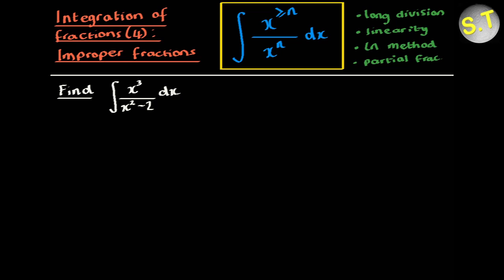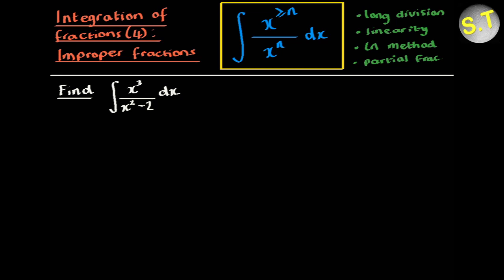Okay, so in our first example we're asked to find the integral, or the antiderivative, of x cubed divided by x squared minus 2 with respect to x. First off, we can see already that the polynomial on the top of the fraction is greater than the polynomial on the bottom of the fraction in terms of x. So we have x cubed on the top and x squared on the bottom. So we know that we can't integrate this directly.